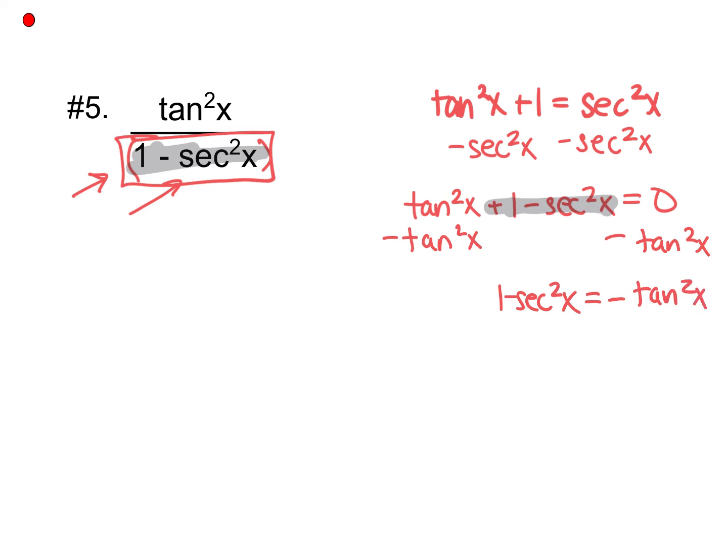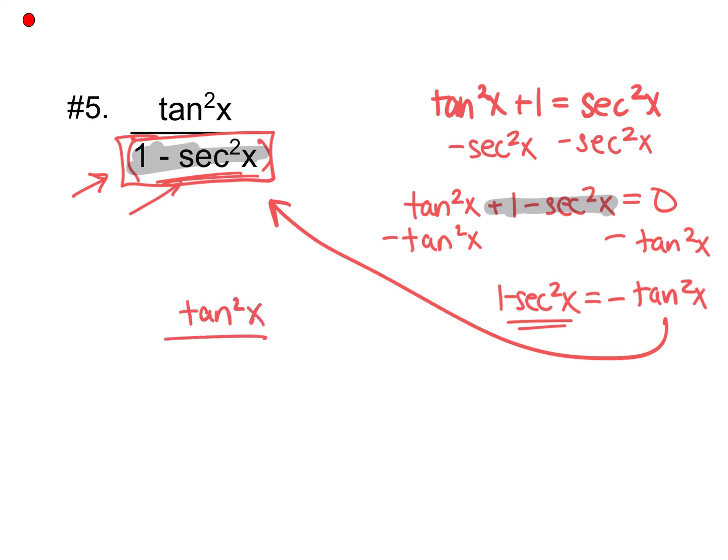Don't lose your negative. But now that this is the same as this, I can replace it with that negative tangent squared. So on the top I have tangent squared. On the bottom I have a negative tangent squared. This tangent squared and this tangent squared simplify away. And what I'm left with is a negative 1. And there's my answer.